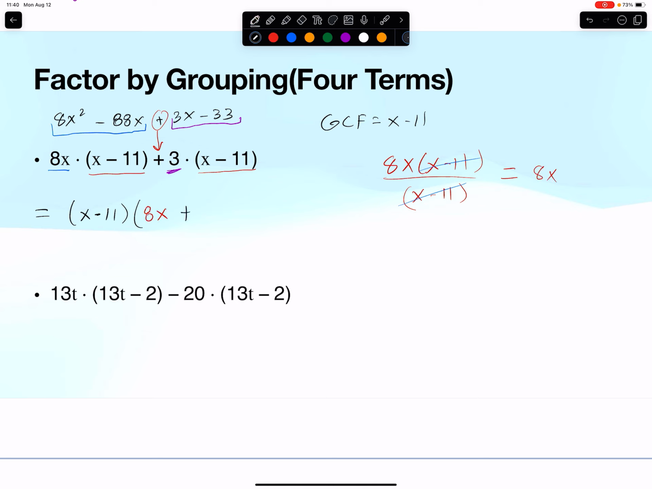Plus, now we can do the same thing, 3 times x minus 11 over x minus 11. Again, the x minus 11s would absorb, and you're left with 3. And that's it.